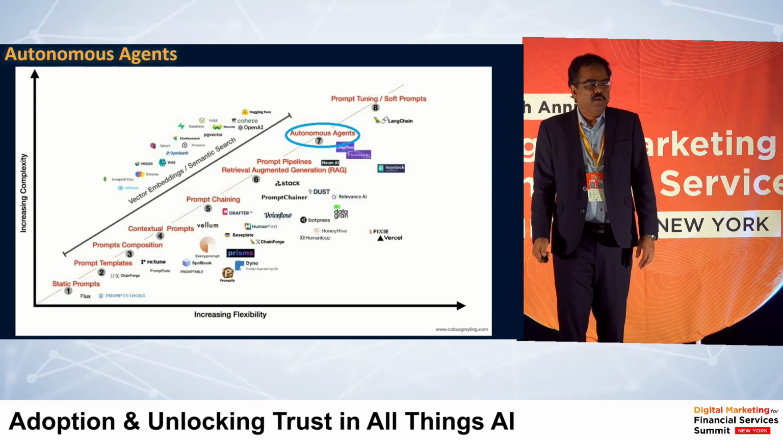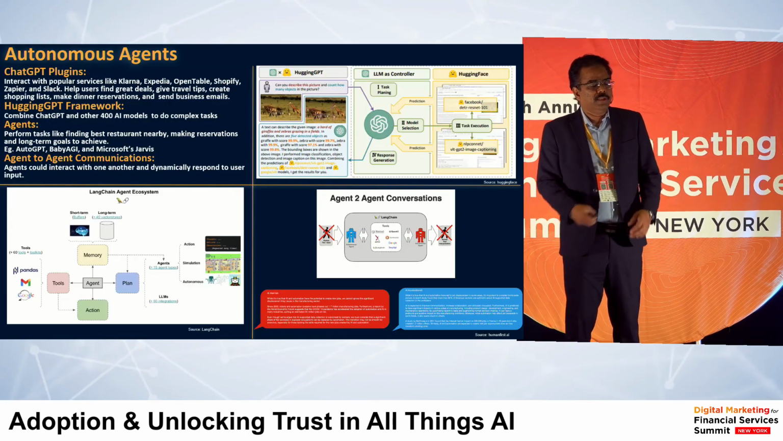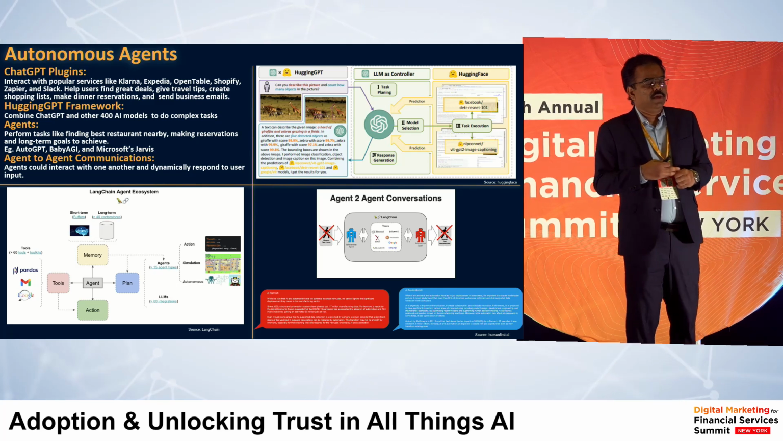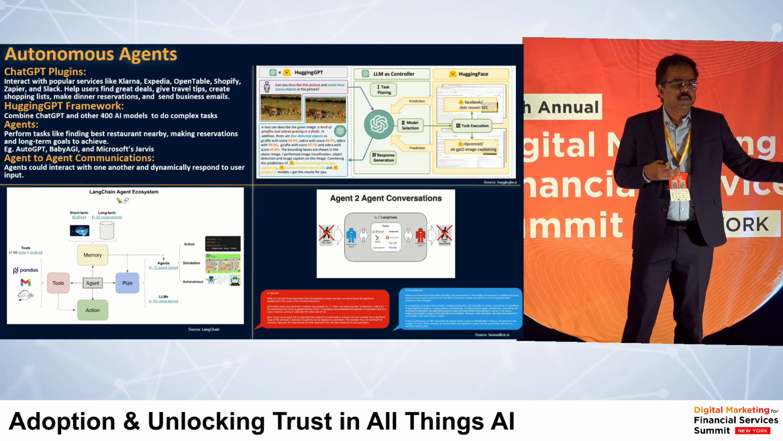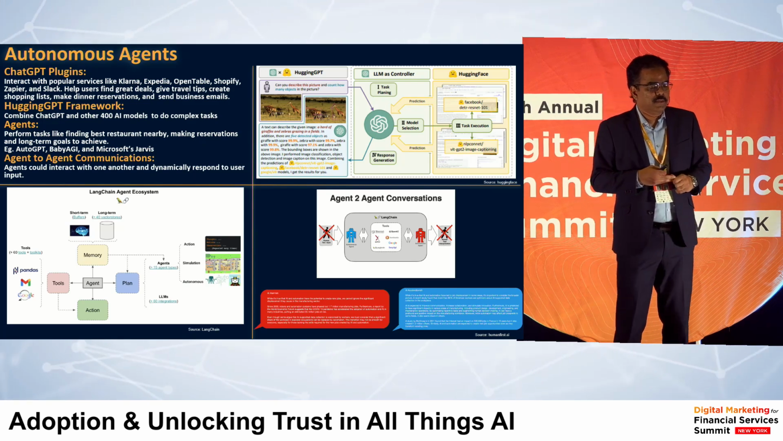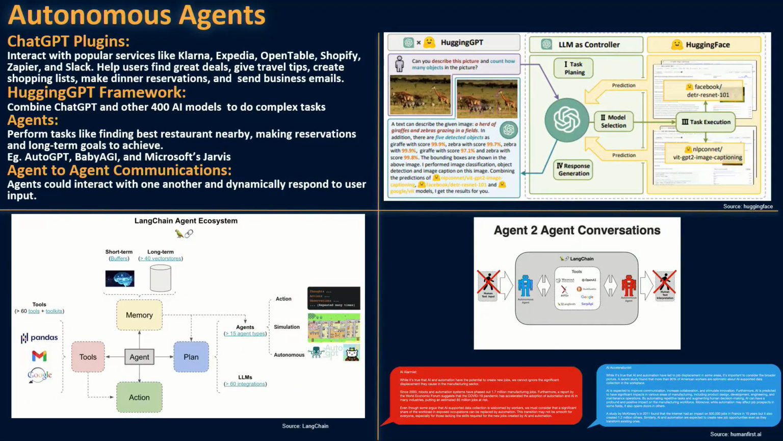The next one is autonomous agents. There are various frameworks that came out recently. ChatGPT has a lot of plugins. Hugging Face came out with the HuggingGPT framework, where they have around 400 AI models. You can use these expert models for different tasks. In this second quadrant, they show a picture and ask, can you generate a caption and then classify what animals are there and how many animals there are.